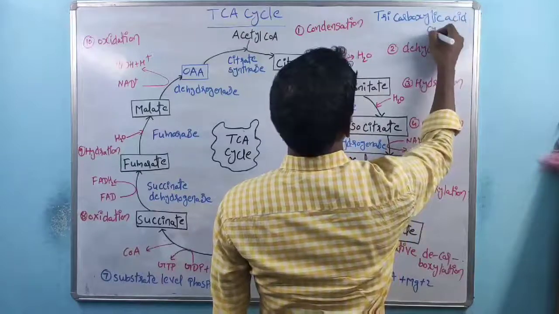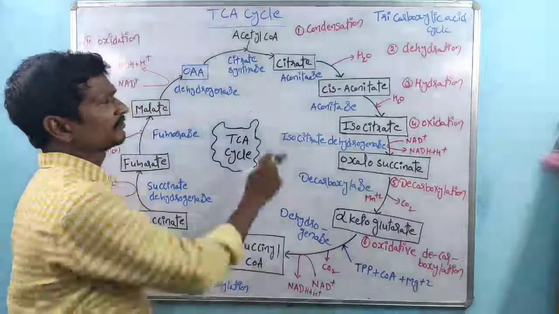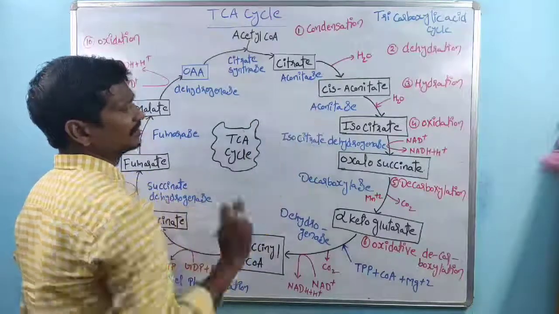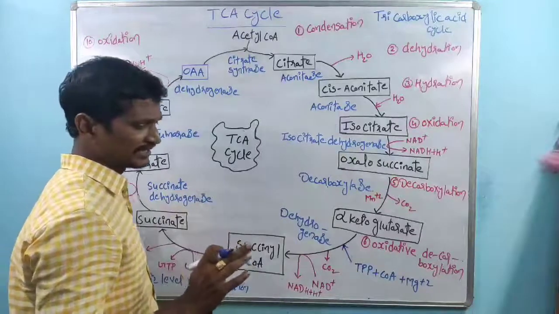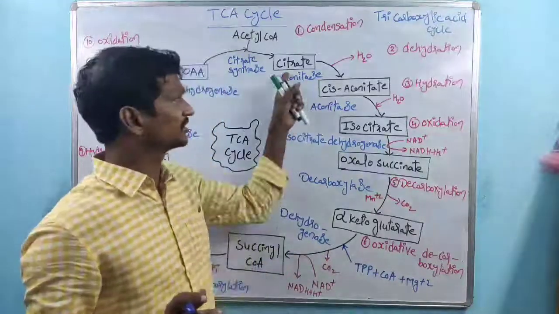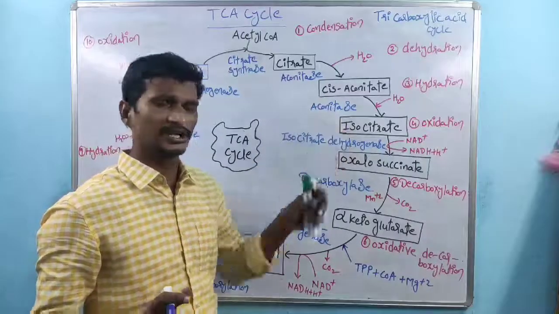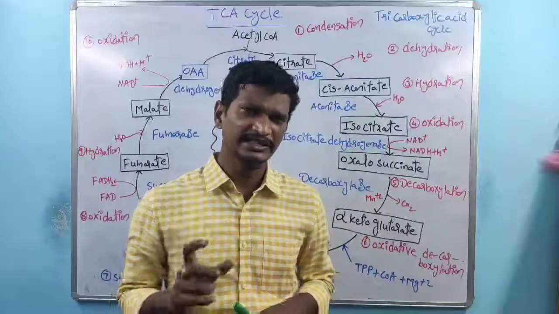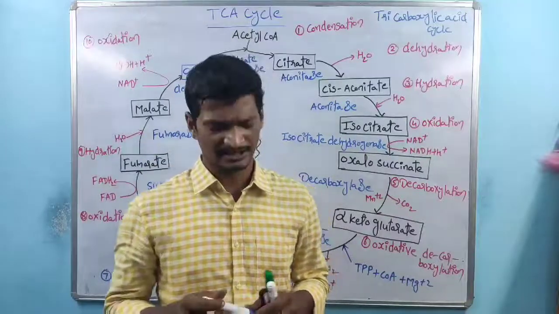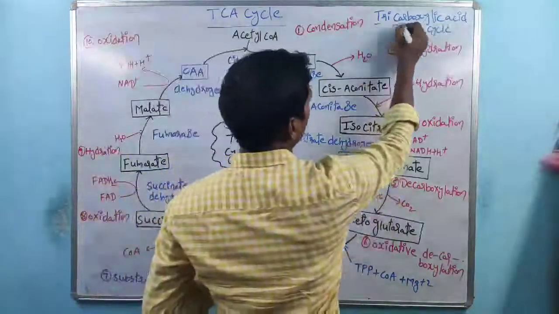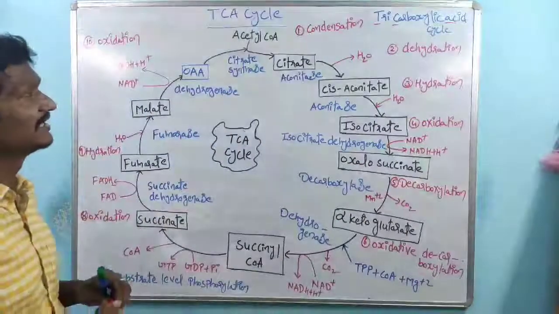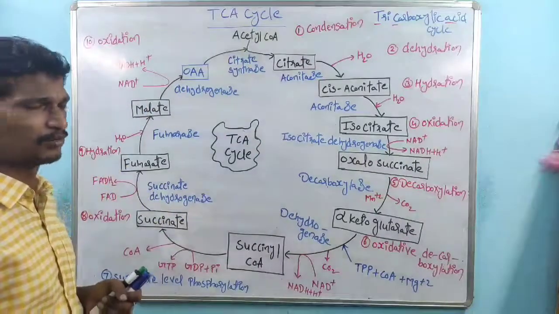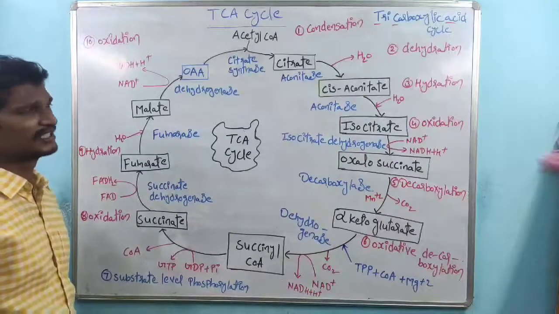Sir, why is this called the tricarboxylic acid cycle? Whatever is first formed, that is citrate, isocitrate, and so on. These are the 3 compounds, right? See, these 3 compounds contain three carboxyl groups. Here three carboxyl groups are present. So the very first three compounds contain the three carboxyl groups. That's the reason why this cycle is called the tricarboxylic acid cycle, the TCA cycle.